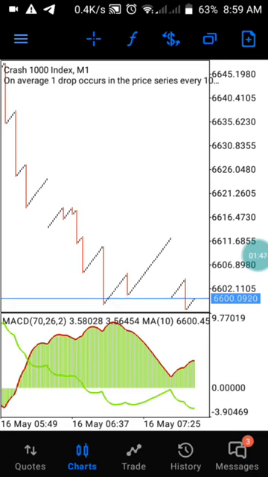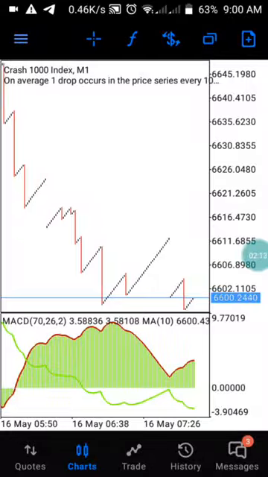So guys, let me show you how this strategy works on crash 1000, 1 minute time frame. The important thing that you need this strategy for is to enter a long period of uptrend and a long period of downtrend. You can use this to catch a spike, and you can also use it to sell for a long period of time. As you know, in crash 1000 we do sell in an uptrend, and we do buy when it comes to a downtrend.